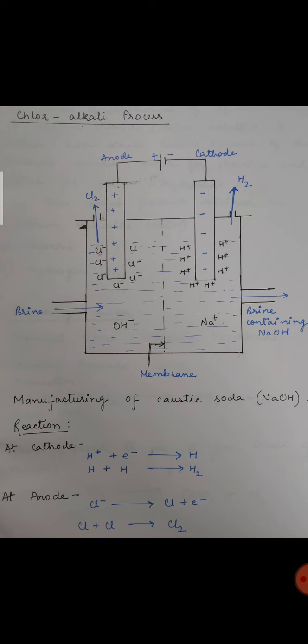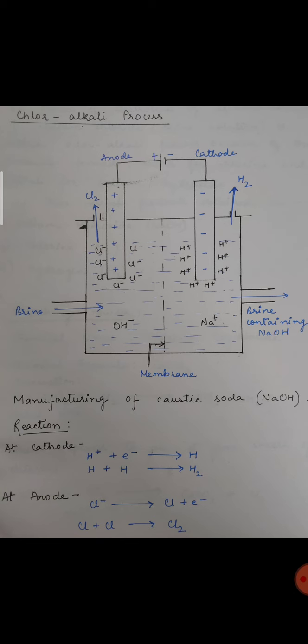Now this reaction at the cathode and at the anode is not given in your book. They have directly given that hydrogen gas is liberating at the cathode and chlorine gas is liberating at the anode. But how to understand how these gases are liberating at different electrodes? Because of this reaction. So this reaction you have to prepare. This is also part of your syllabus, though it is not given in your book.